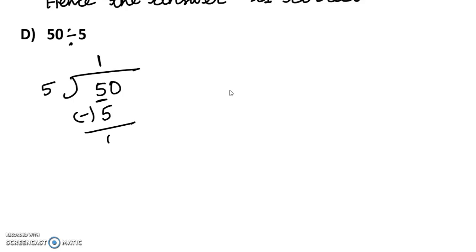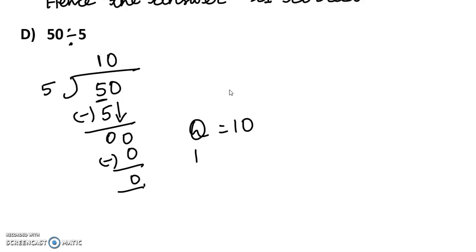5 minus 5, 0. Next we have to carry this 0. So 0, 5 zeros are 0. So 0 minus 0, 0. What is quotient? 10. Remainder equal to 0.